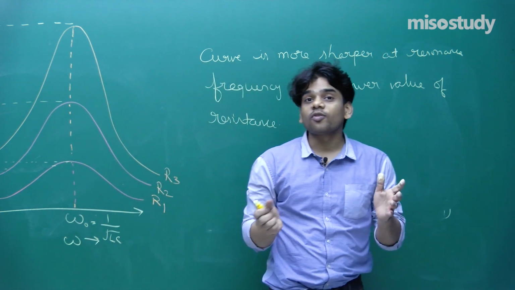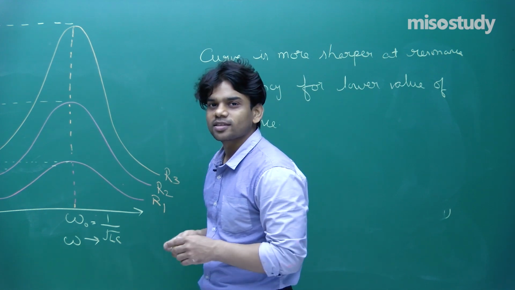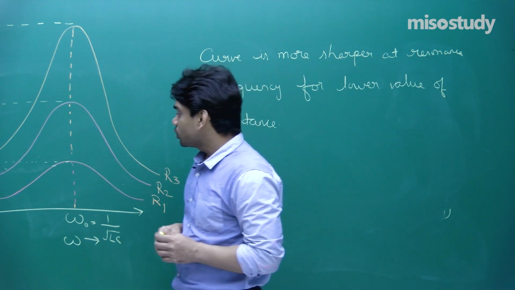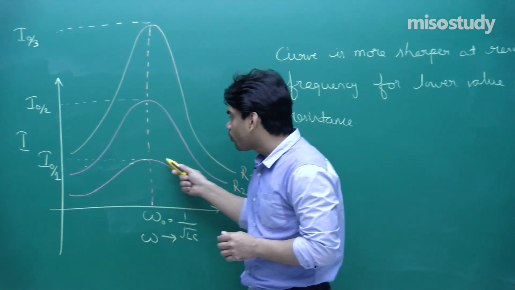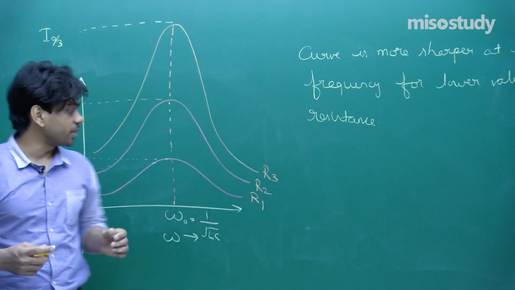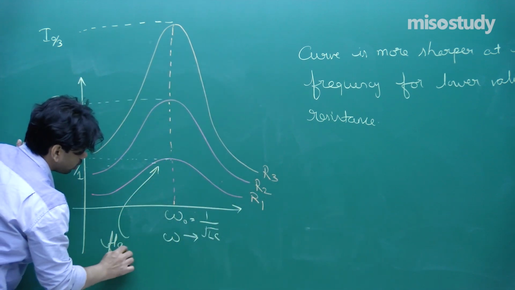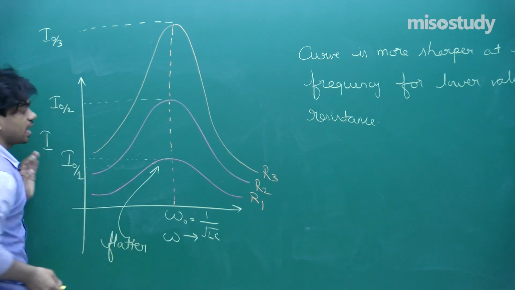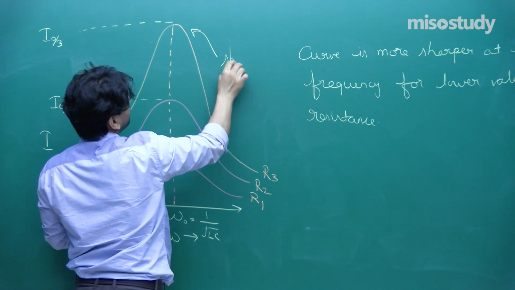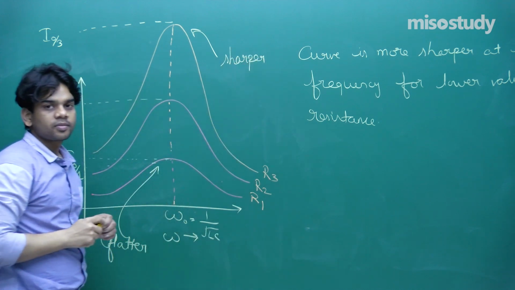We have the value of current I equals V upon under root R square plus omega L minus 1 upon omega C whole square. I will be showing you that. Prior to that, I am saying that this curve is more flatter at this end, and here we have a sharper top end. This curve is more flatter or wider at this end, and here the curve is sharper at the resonance frequency, at the top end.